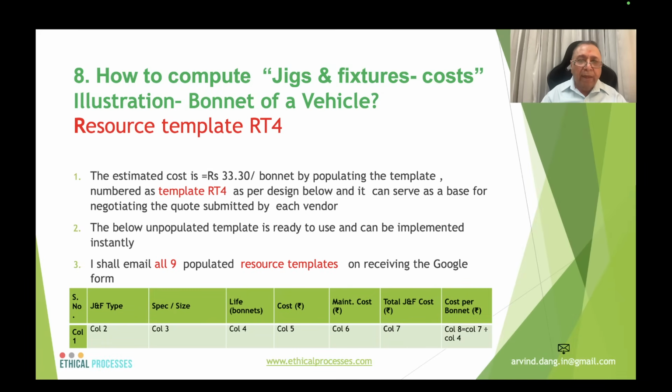Now, this is the template called resource template 4, which has 8 columns. Again, there is the jig and fixture type, name of that, specification, size, life in bonnets, cost, maintenance cost, total cost, and total cost per bonnet. This has been estimated as rupees 33 rupees 30 paisa in our illustration, and I will share this once you requisition this.